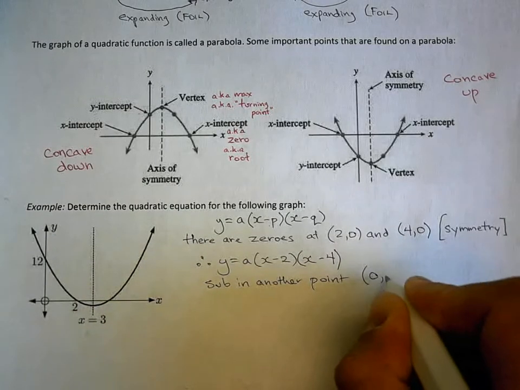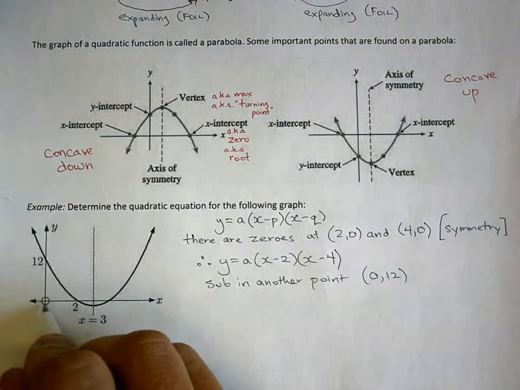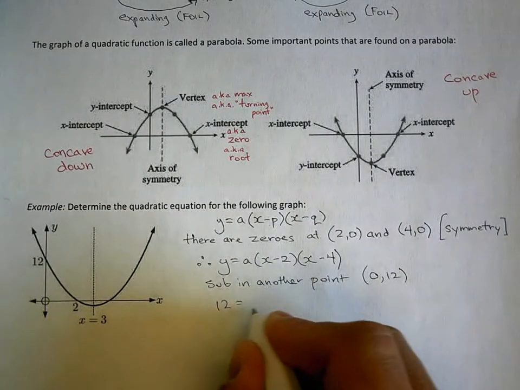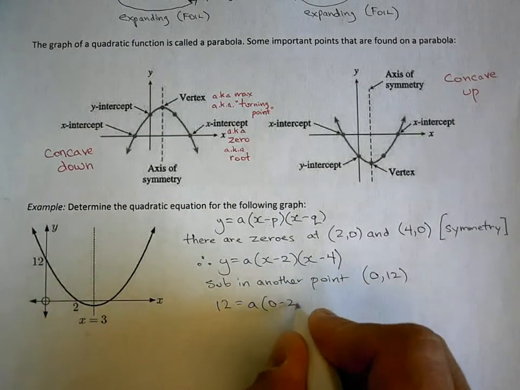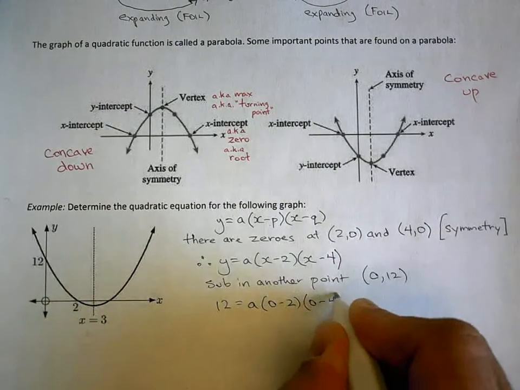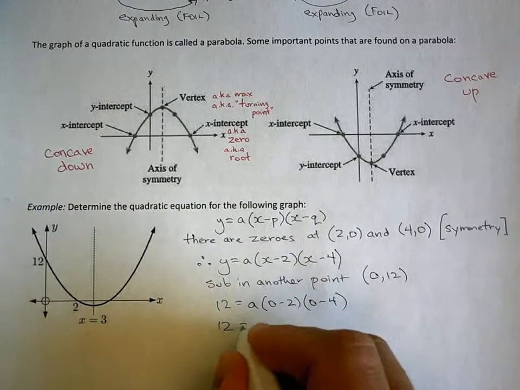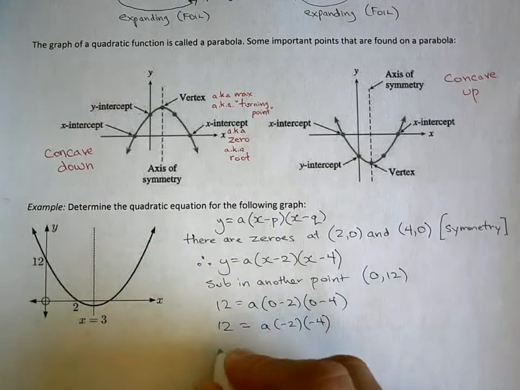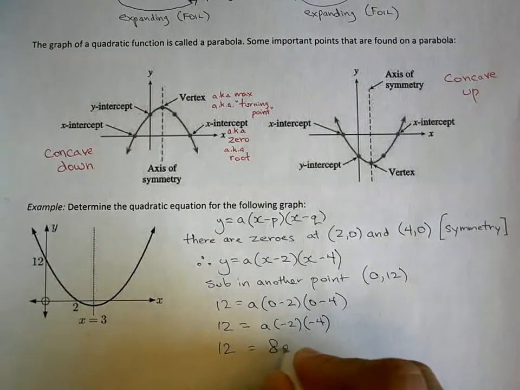The y-intercept, (0, 12), right? 0 over, 12 up. So when I sub in those values, I get 12 is equal to a(0 minus 2)(0 minus 4). This gives me 12 is equal to a(negative 2)(negative 4). 12 is equal to 8a.